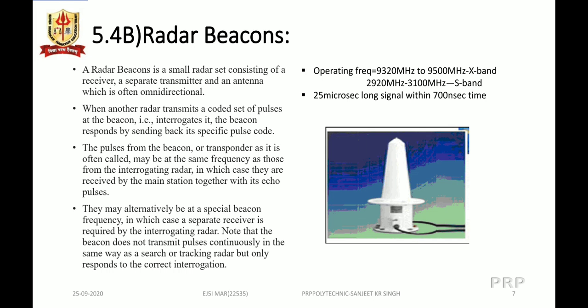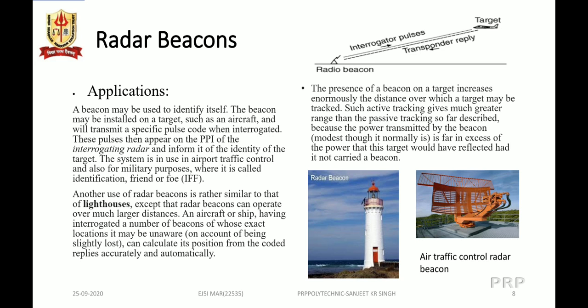The operating frequency could be 9320 megahertz to 9500 megahertz, that of the X band, and 2920 megahertz to 3100 megahertz of the S band. The response time taken by the racons is 25 microseconds. It responds with a long signal within a time of 700 nanoseconds when interrogated properly. So what are the applications of radar beacons?